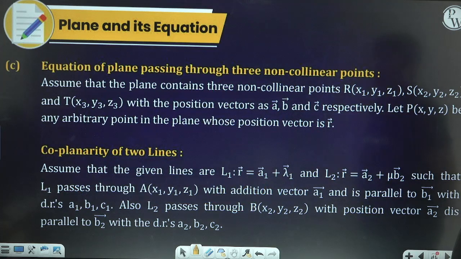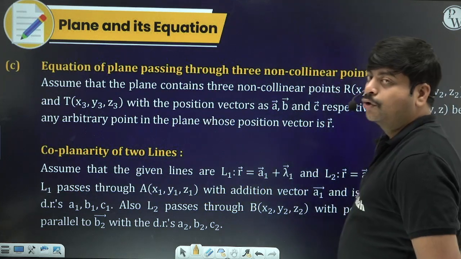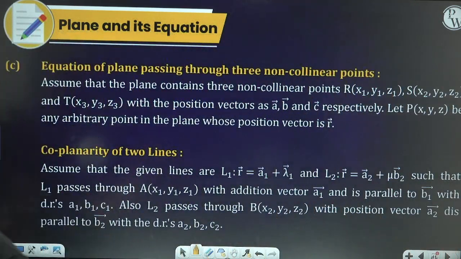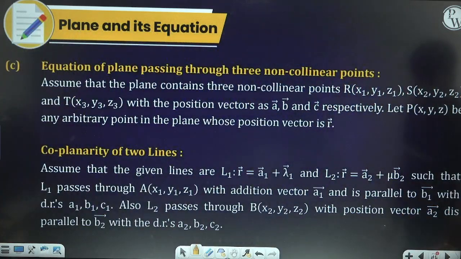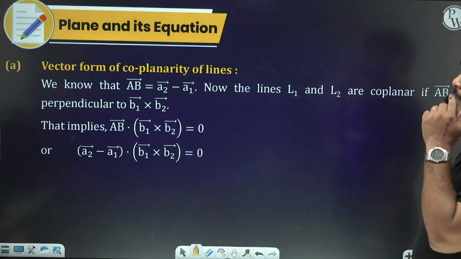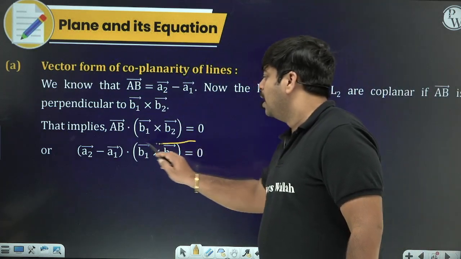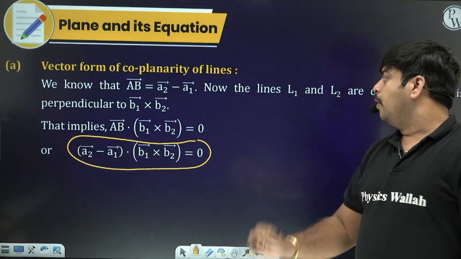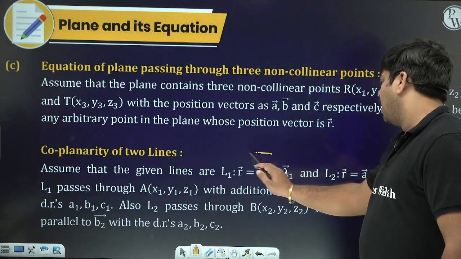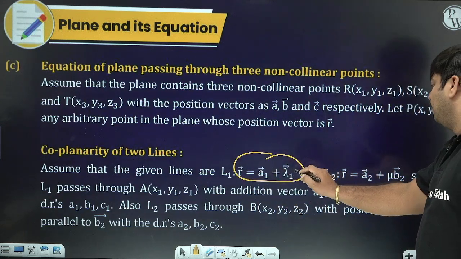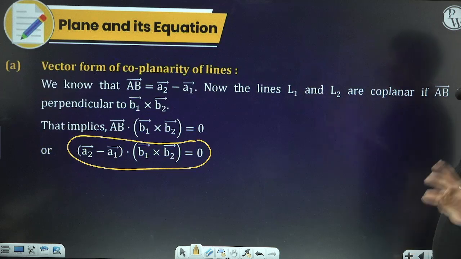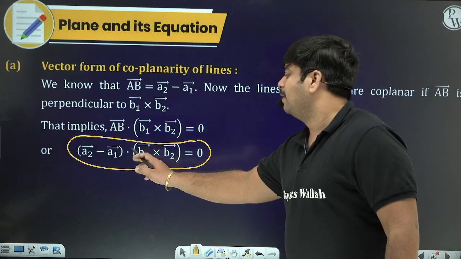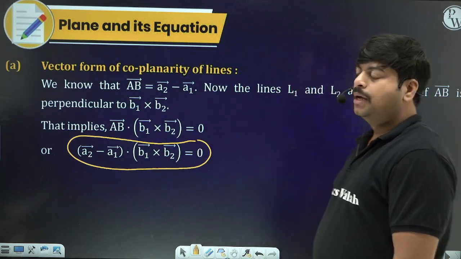Next, coplanarity of two lines, that means how to find whether they are coplanar, lying on the same plane or not, okay? Right. So to find whether these two lines are lying on the same plane or not, that is called coplanar. Okay. So vector form of coplanarity of lines. We need to find this relation, a2 minus a1 dot b1 cross b2 is equal to 0, where the equations are given by r equal to a1 plus lambda b1 and r equal to a2 plus mu b2. These are the two equations to find whether those two lines are coplanar or not. We need to find a2 minus a1 dot b1 cross b2 equal to 0.